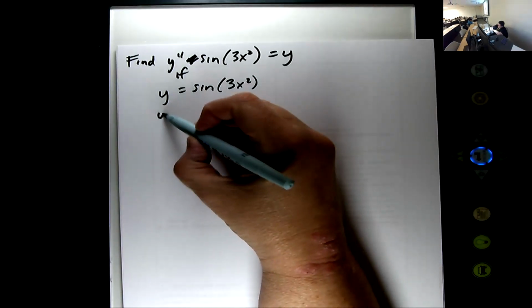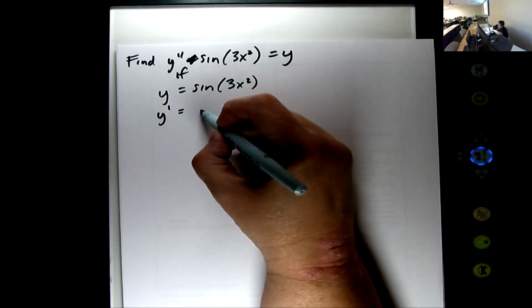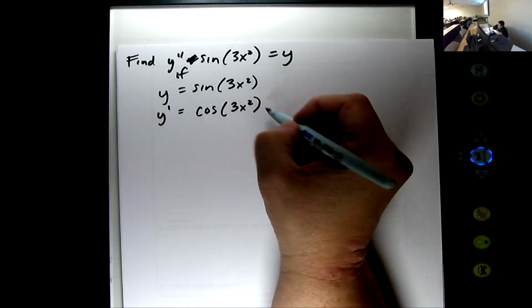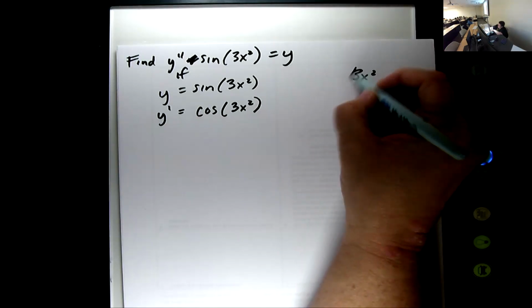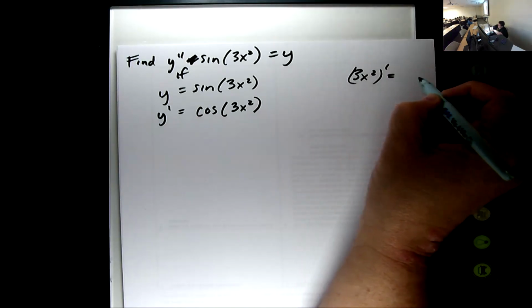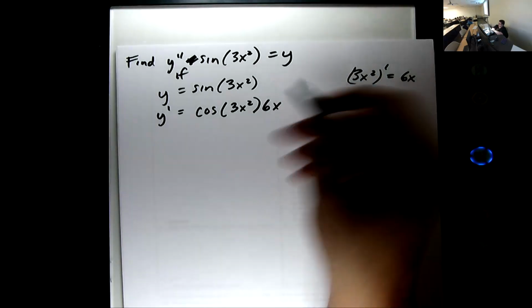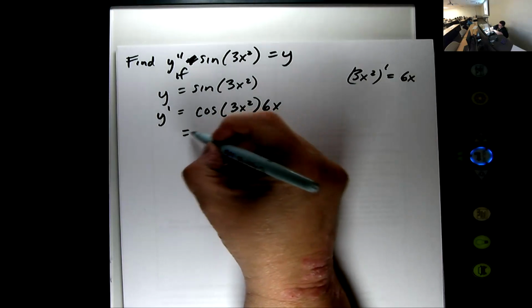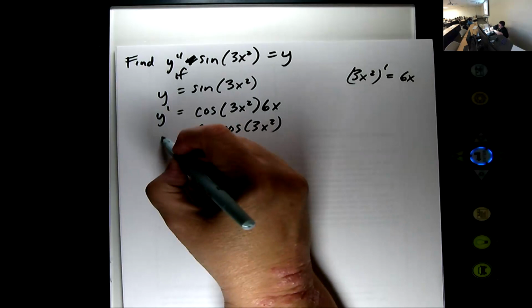The first derivative: we're going to take the derivative of sine, which is cosine. We leave the inside alone, but then we take the derivative of it. So 3x squared, the derivative is 6x. So we have a 6x here. And that looks bad, so I'm going to put the 6x in front. That's y prime.